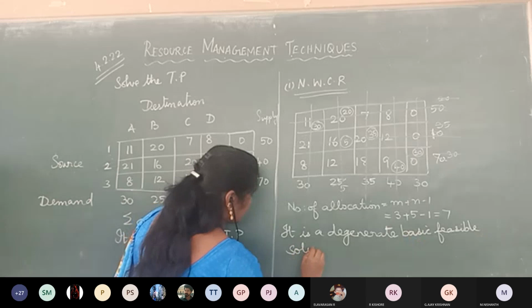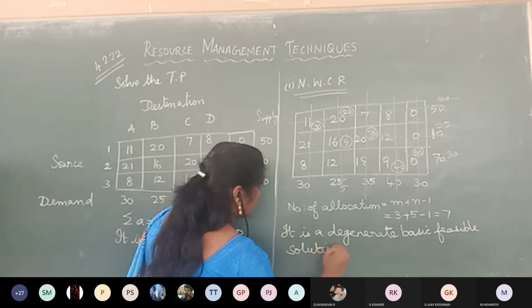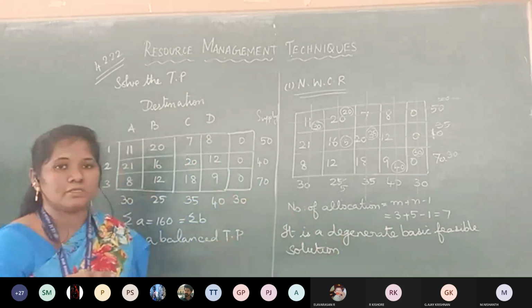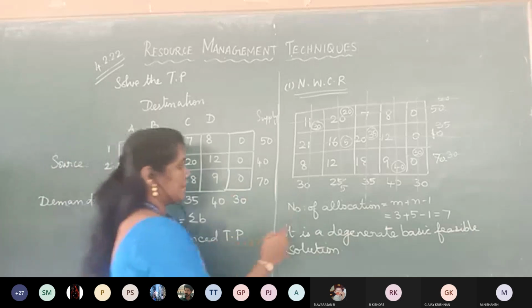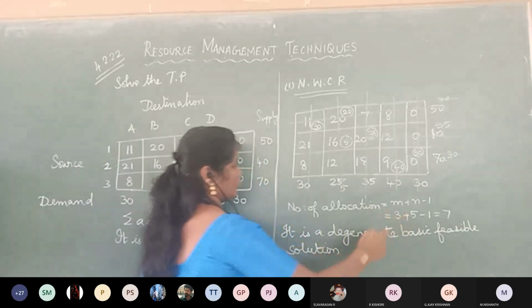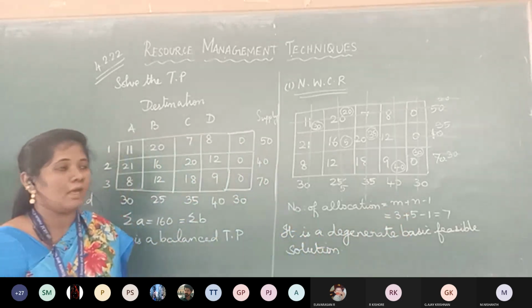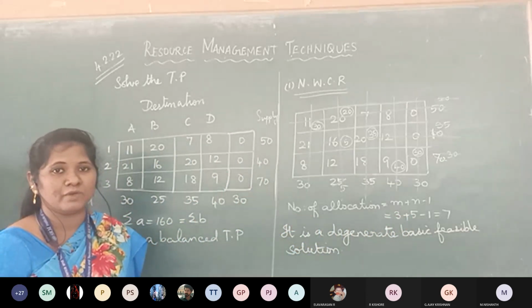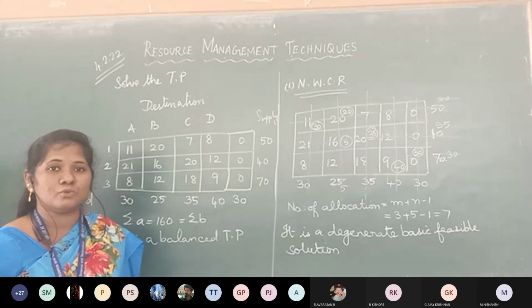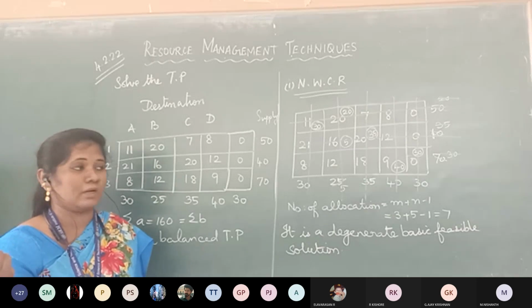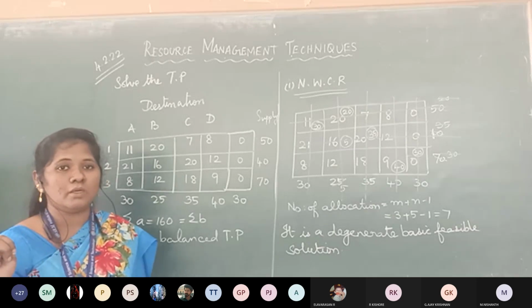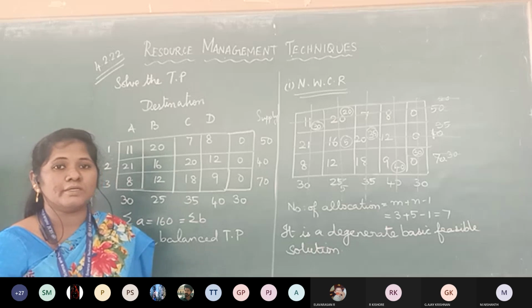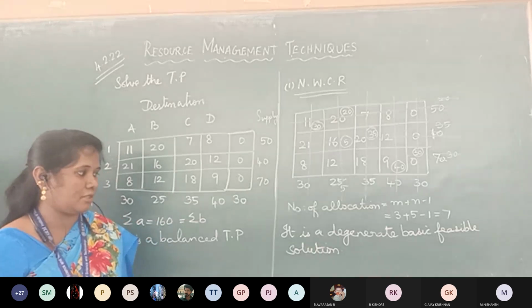Why are you telling this as your basic feasible solution? Because your allocation here is less than the allocation which you should have got. Why is it less? Because the supply and demand have the same value, and instead of allocating 2 times, you have allocated only 1 time. So that's why it is called a degenerate basic feasible solution.